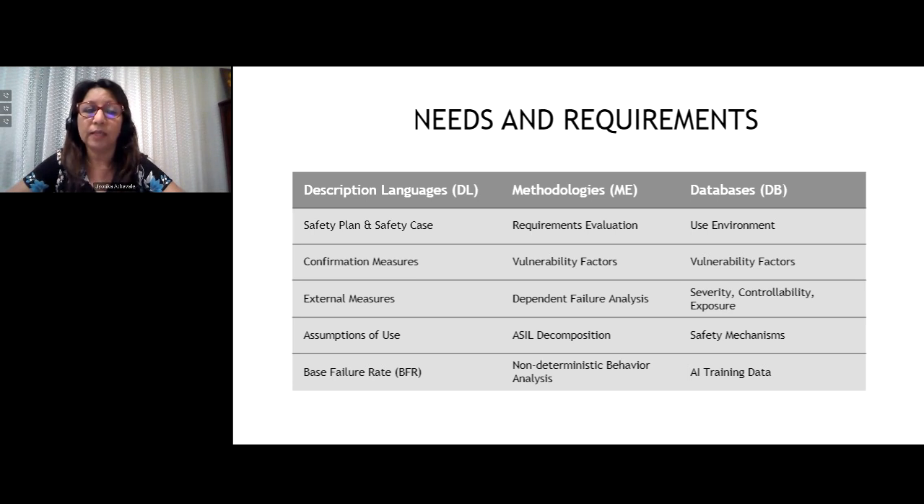And each of those subgroups looked at the topics where we had gaps with respect to interoperability, and some examples are listed here, but the total list is over 100 or so needs that we identified, and in the first revision of our base standard that we will be releasing, those needs are mapped to specific phases within the dependability lifecycle. So here you can see some examples include safety plan, safety case, description language, assumptions of use, description language, base failure rate, description language, methodologies for ASIL decomposition, dependent failure analysis, vulnerability factor analysis, and then databases for various topics as well.